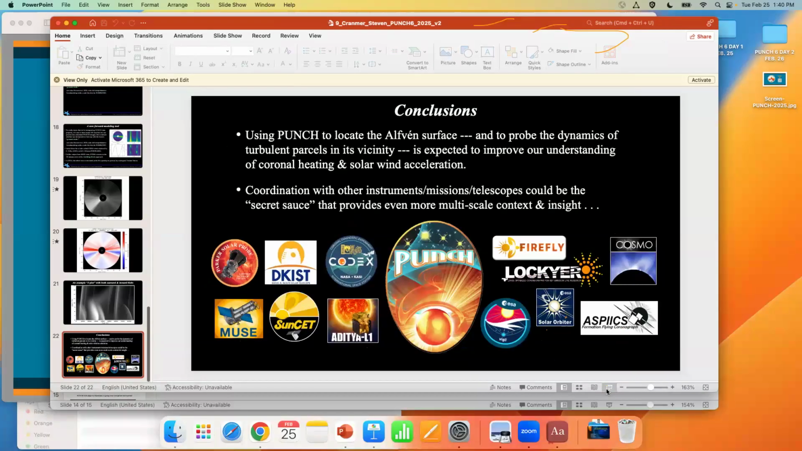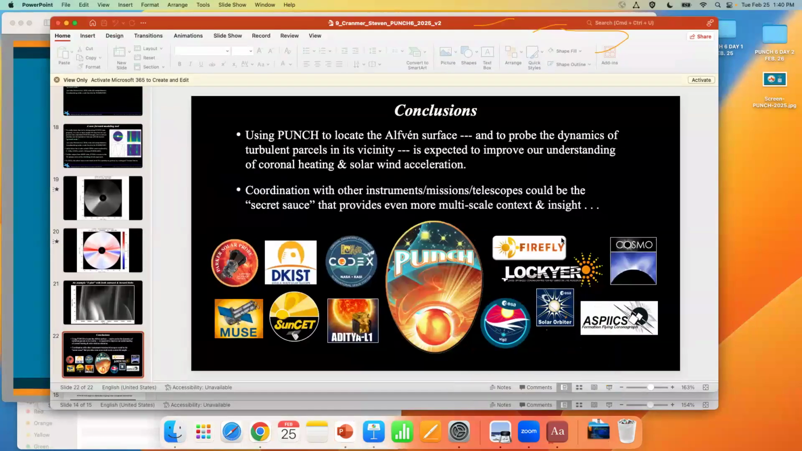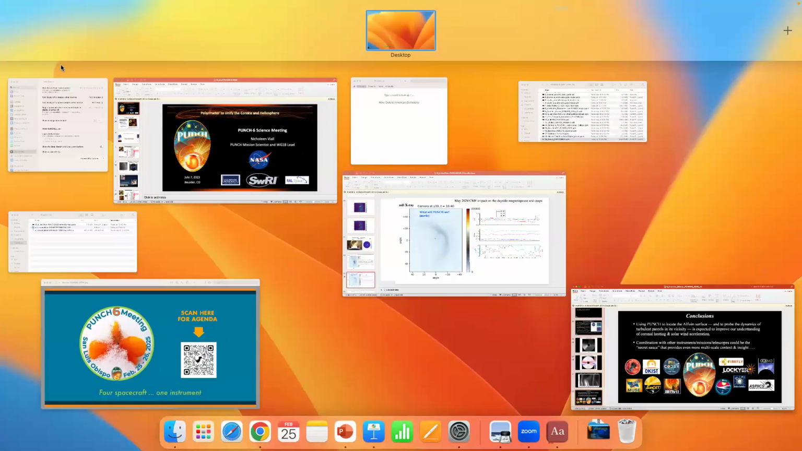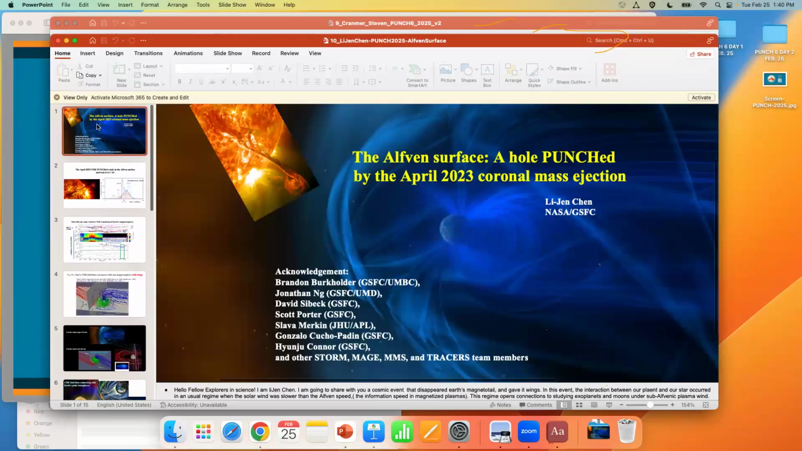Thank you, Steve. So the fourth talk in our ambient solar wind session will be given by Li-Jun Chen of NASA Goddard Space Flight Center. The title of her talk is The Alfvén Surface, a Hole Punched by the April 2023 coronal mass ejection.